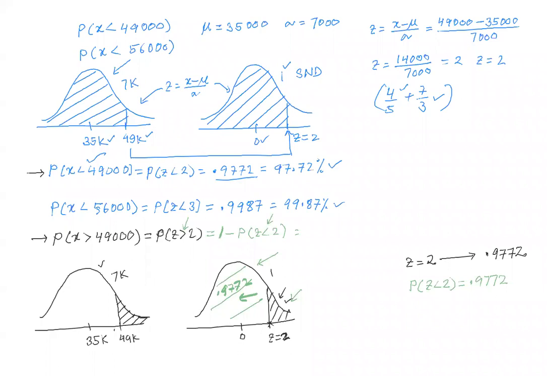So 1 minus this value, 0.9772, is the same as 0.0228. That is the same as 2.28%. So the probability that a randomly selected person makes more than $49,000 is 2.28%. That's what it is.